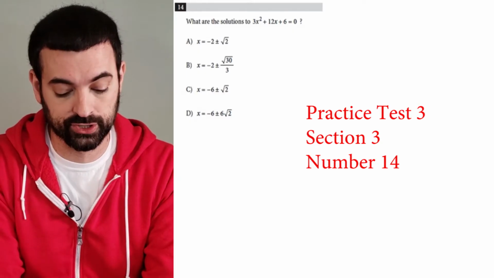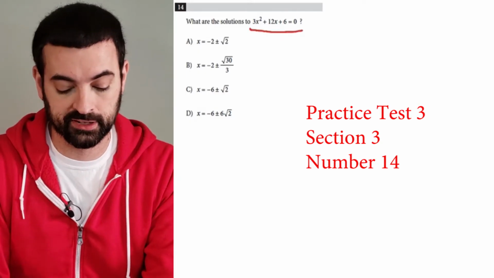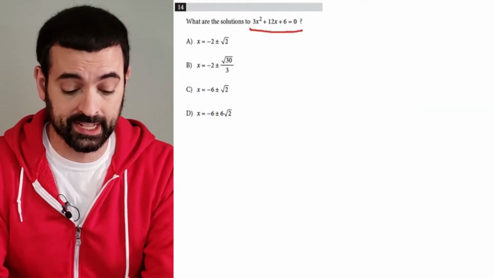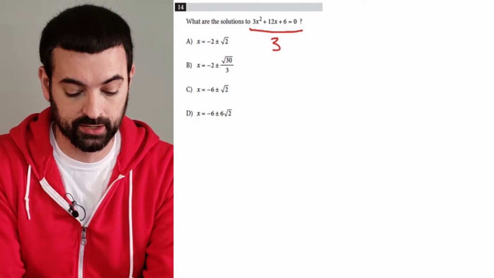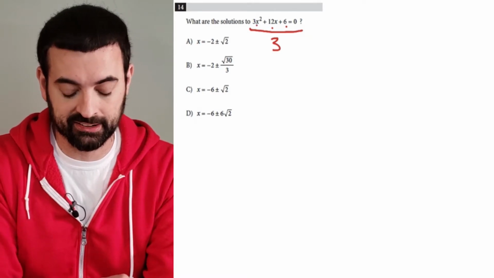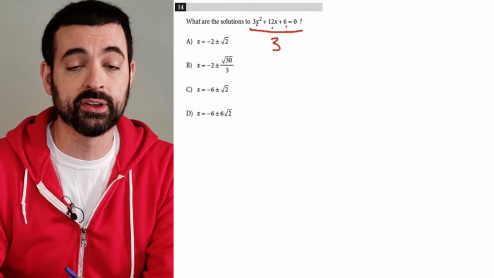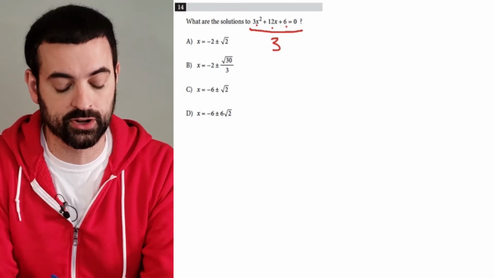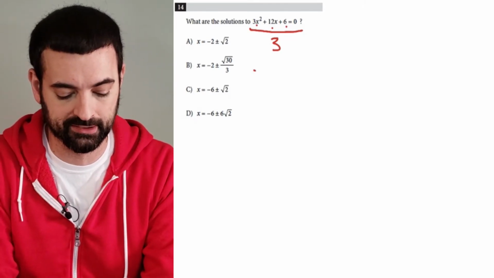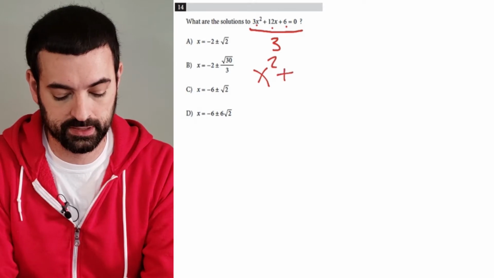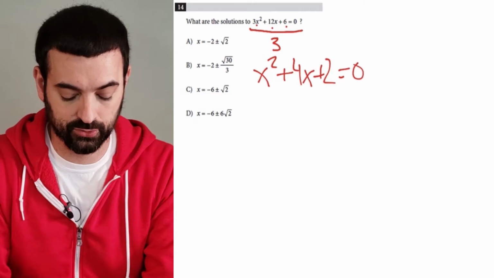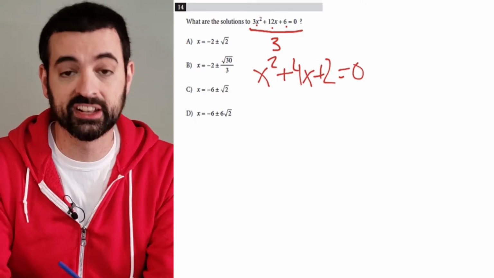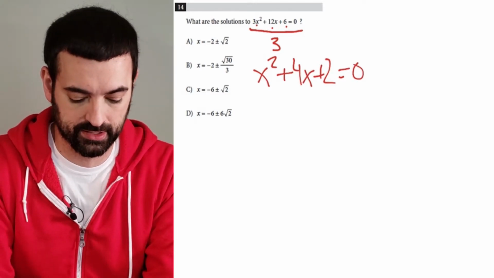Let's try another one. What are the solutions to 3x squared plus 12x plus 6? Again, dividing this whole thing by 3, because 3, 12, and 6 are all divisible by 3, is going to give us a much easier quadratic to work with. So this simplifies to x squared plus 4x plus 2 equals 0. And now we'll throw these same values into the quadratic formula.